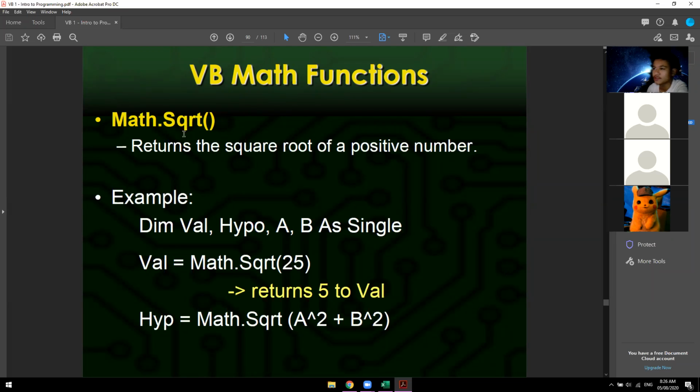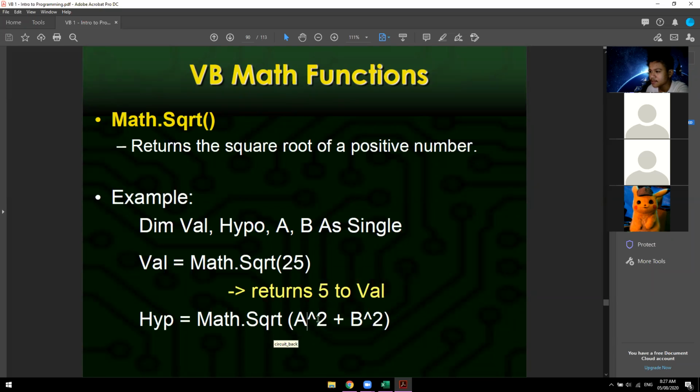Okay? So, Math.Sqrt, it returns the square root of a positive number. Okay? So, take note, dapat positive number. Kasi kung hindi, magkakaroon kayo ng error. Okay? So, meron tayong mga examples dito. We have a variable val, variable hypo, variable AB as single. Okay? So, yung nasa loob ng Math.Sqrt 25 or kahit anong value, as long as it's positive, i-return niya lang yung square root value mismo ng nasa loob ng parenthesis. So, ito, square root of 25 is 5.